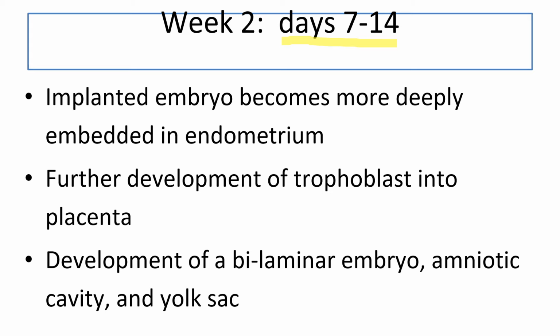In the first week implantation started, that we have seen in the last class. Now the implanted embryo is more deeply embedded in the endometrium. We have seen in the last class the cells have divided into trophoblast and embryoblast in the first week. So in the second week this trophoblast further develops to form the placenta. Embryoblast gives rise to the bilaminar embryo and two cavities, the amniotic cavity and the yolk sac.